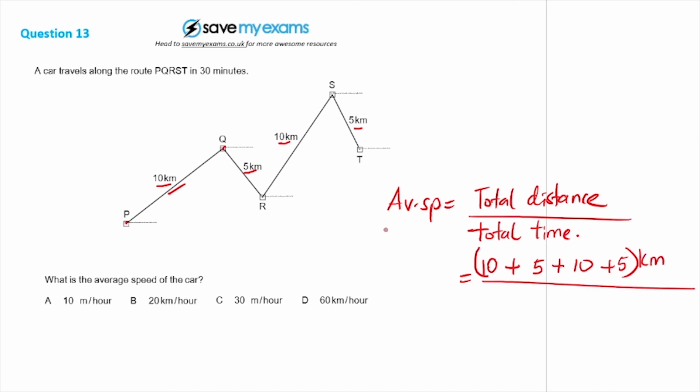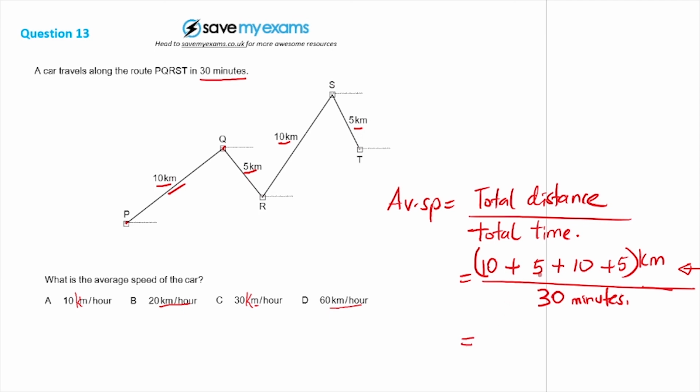Divide that by the total time taken. The question says that it travels in 30 minutes. So that is 30 minutes, yeah? So I'll come here and say divide that by 30 minutes. But if you look at our answers, they are in kilometers per hour. This is supposed to be kilometers per hour. So our answers being in kilometers per hour means that we are supposed to make sure that up here our numerator is kilometers per hour. This 30 minutes should be converted to hours.